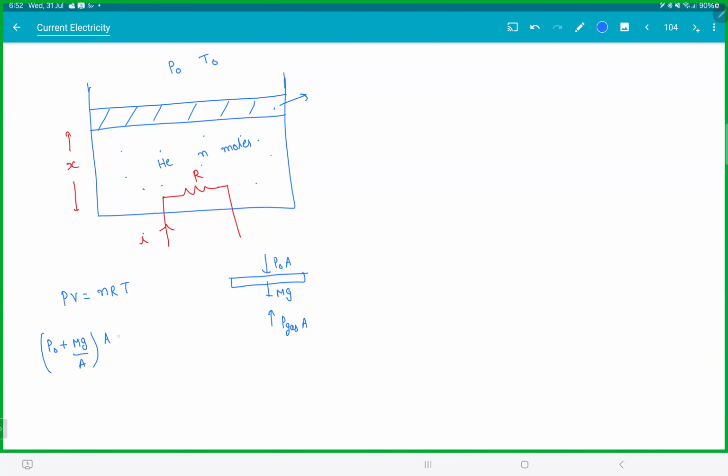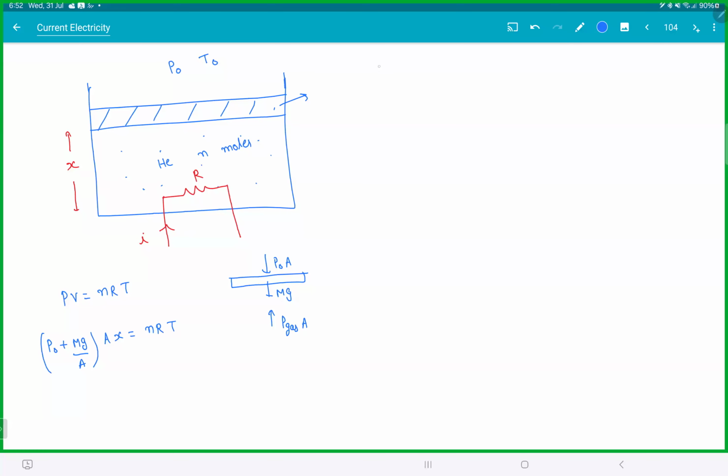Volume will be A into x. This would be nR into T. That is the relation between temperature and x, where x is the length of that air column and T is the temperature of the gas at this instant. Make sense?